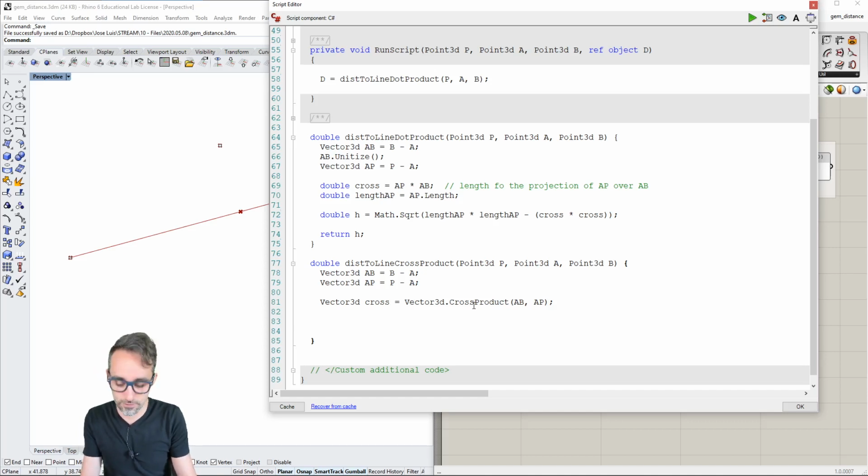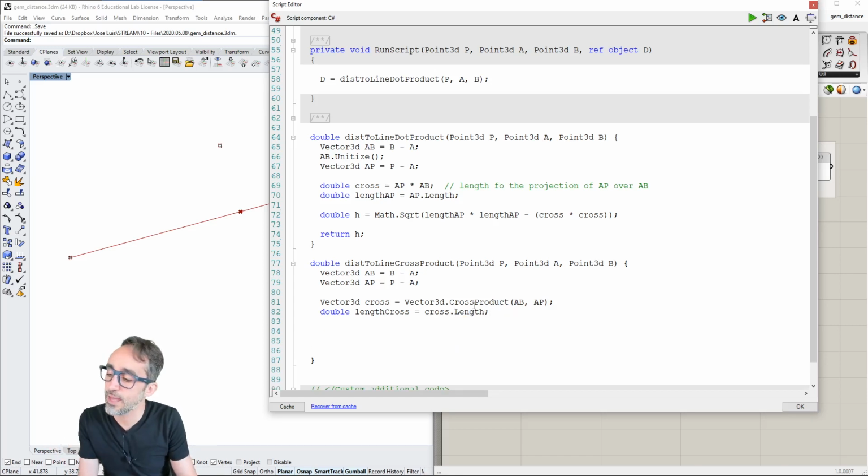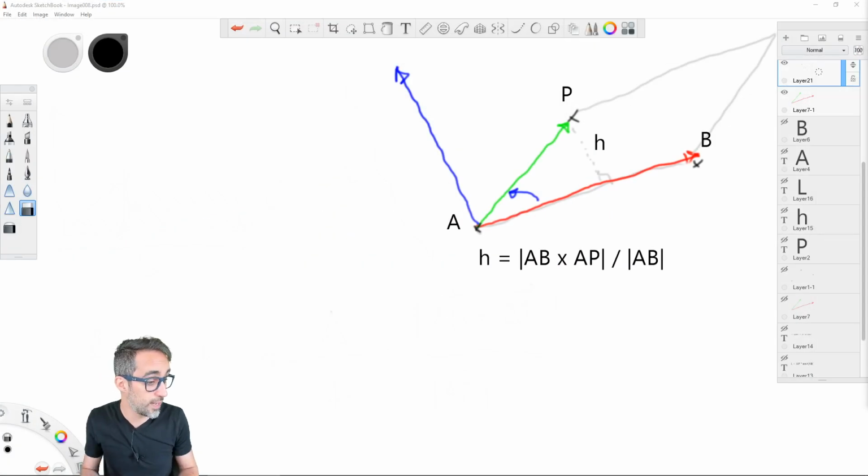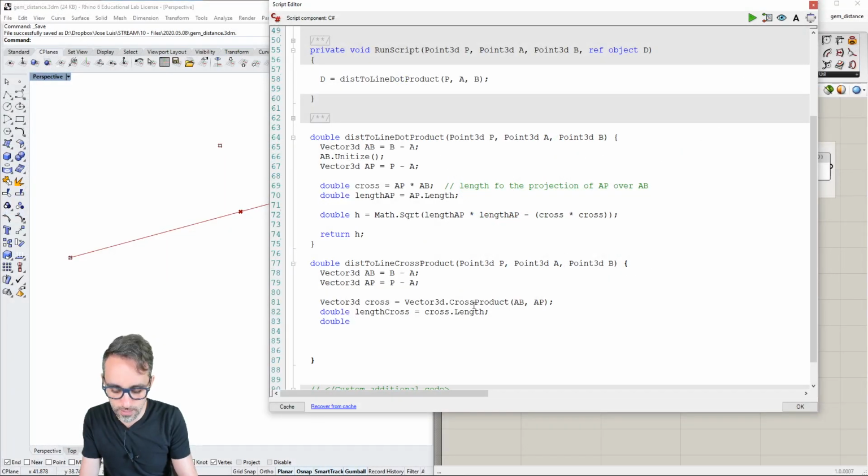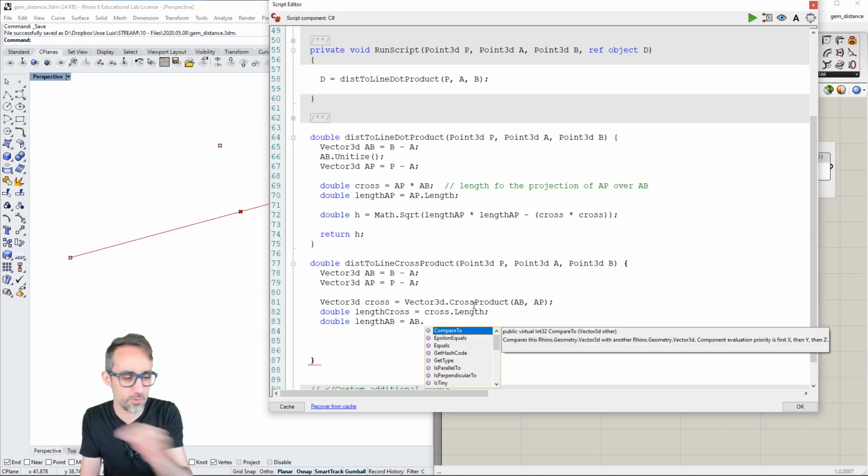So for example, I can calculate the length of the cross product, which is going to be equal to cross dot length, just as simple as that. And then, if you remember, I have to calculate the length of AB. So let's do that. Double length AB. I'm just being very verbose and writing a lot of variables stepwise so that you guys can see. But this could be written in one line of code. It's just not so easy to read.